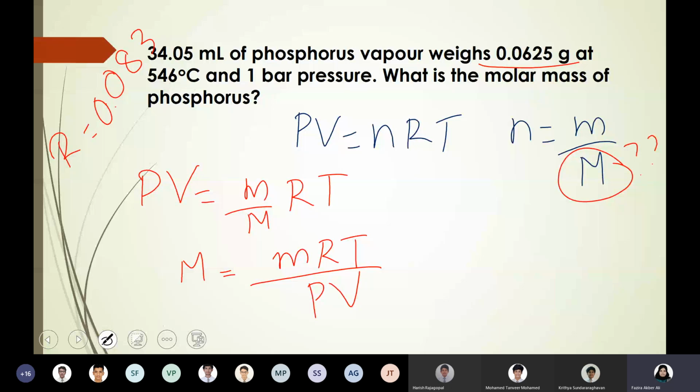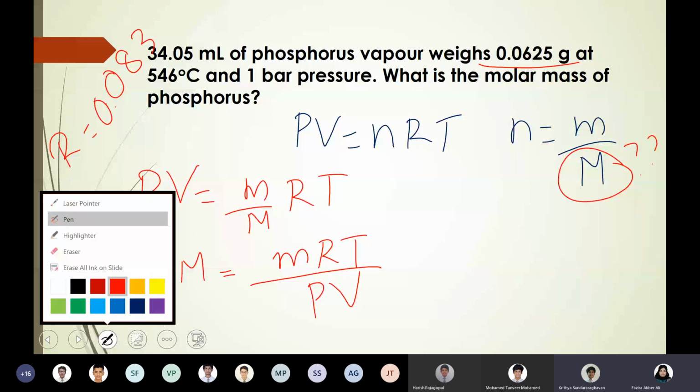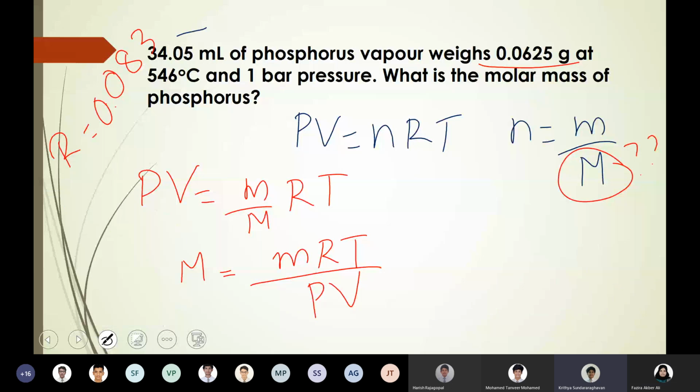I hope you know how to convert milliliters to liters, right? You can write into 10 raised to minus 3, or 0.034 it will come, 0.034 liters. And if we convert to powers, we can cancel out powers, so it will be easy. It's up to you how you want to do. There is no restriction on solving. Only thing is that you have to use the correct equation, you have to convert, and you should get the final answer correct. And temperature should be in Kelvin, right? Add 273.